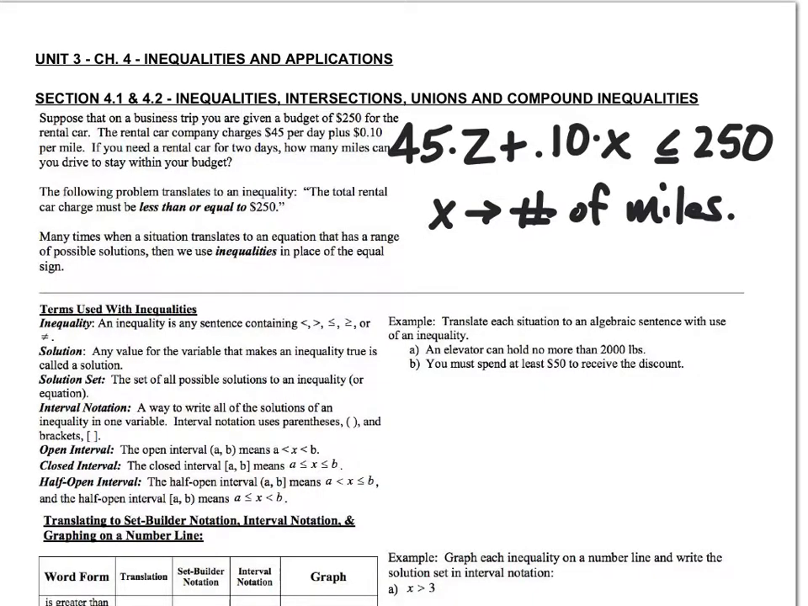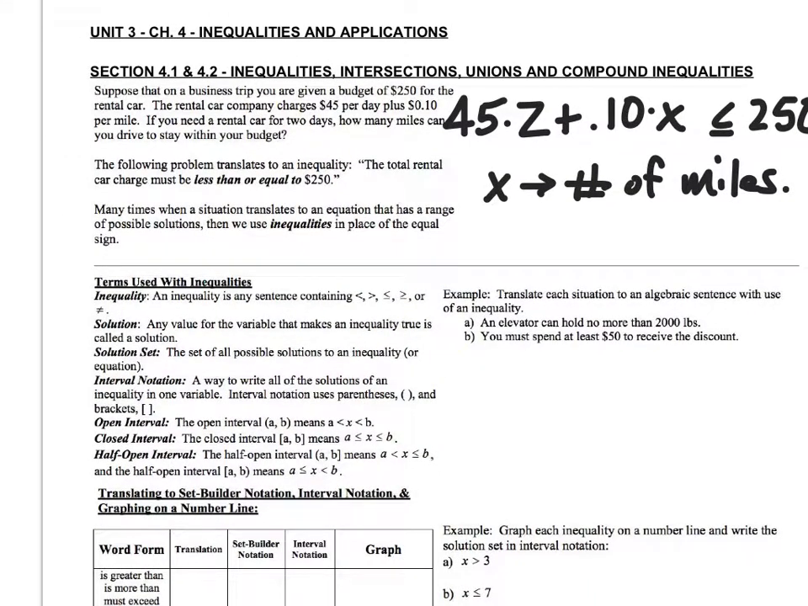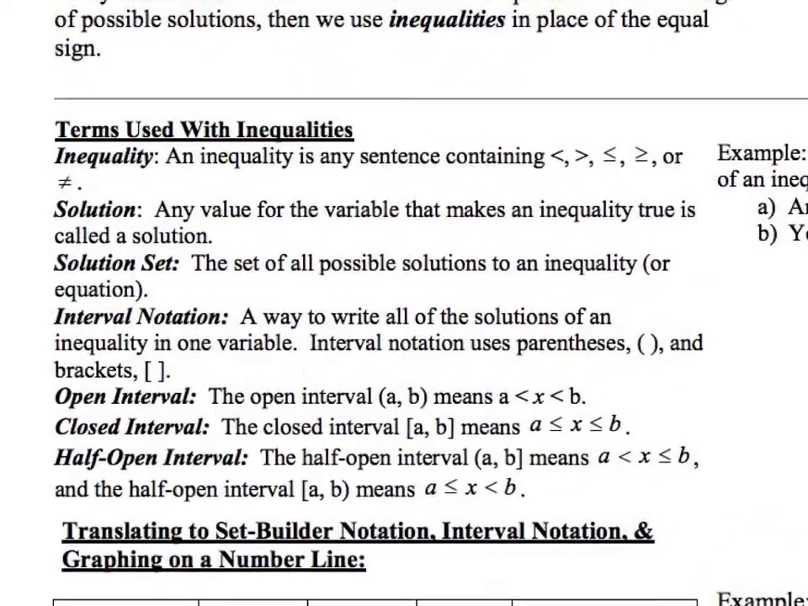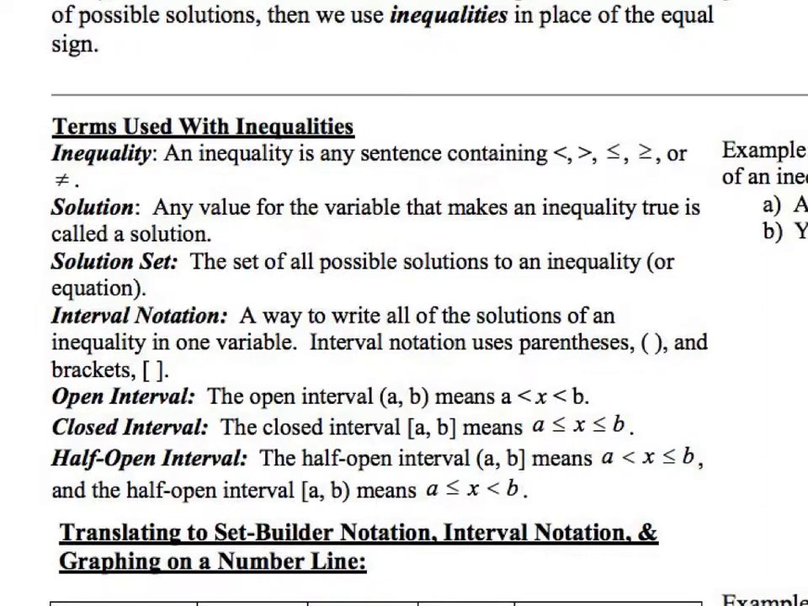Now let's talk about some vocabulary that we're going to use for inequalities. The first thing is that an inequality is any sentence containing these symbols: less than, greater than, less than or equal to, greater than or equal to, or not equal to. A solution means that any value for the variable that makes the inequality true is called a solution. The solution set is the set of all possible solutions to an inequality. Interval notation is a way to write all of the solutions of an inequality in one variable. Interval notation uses parentheses and brackets.